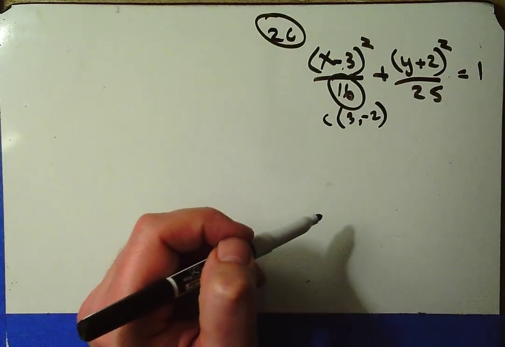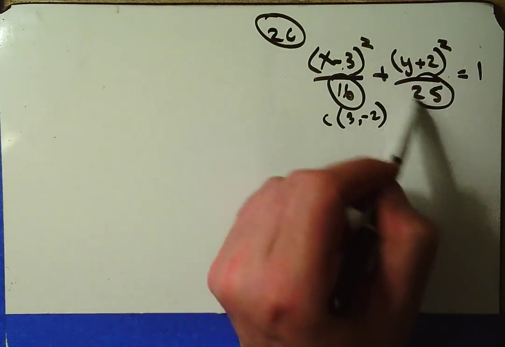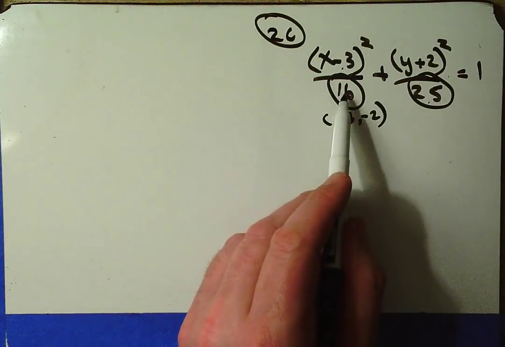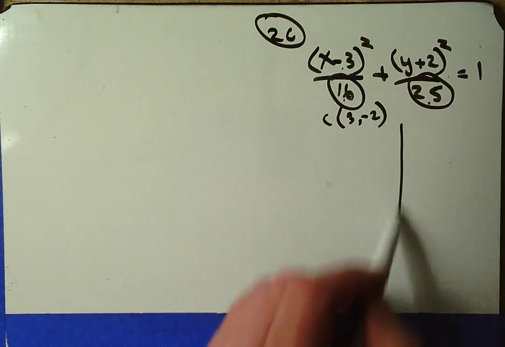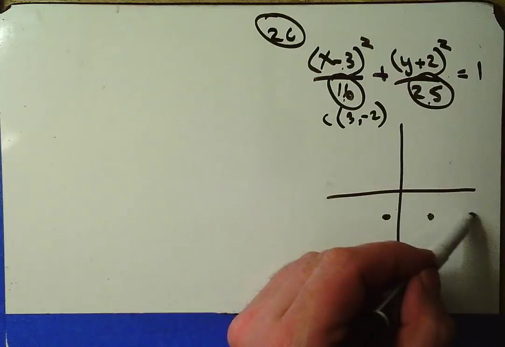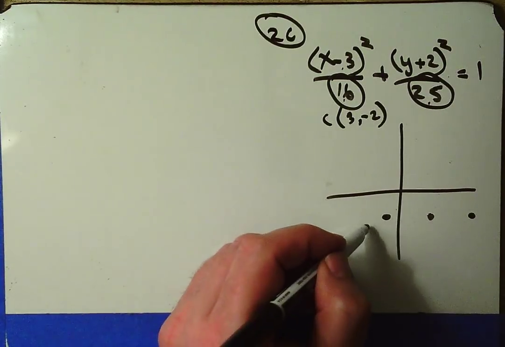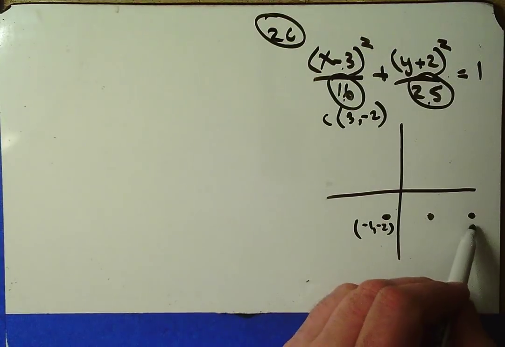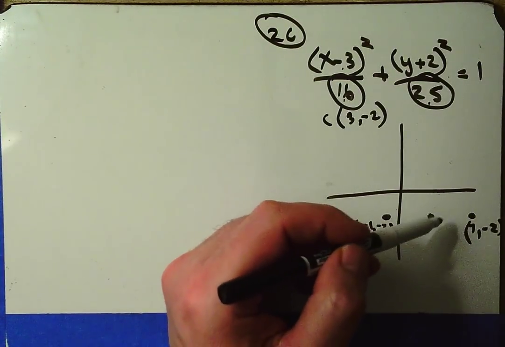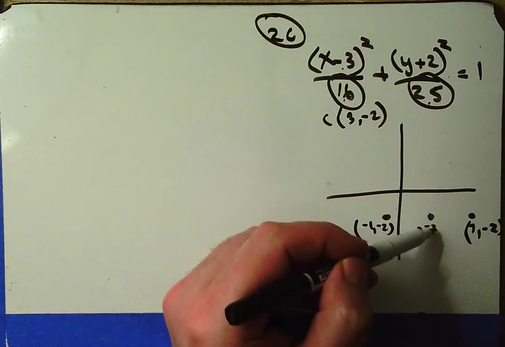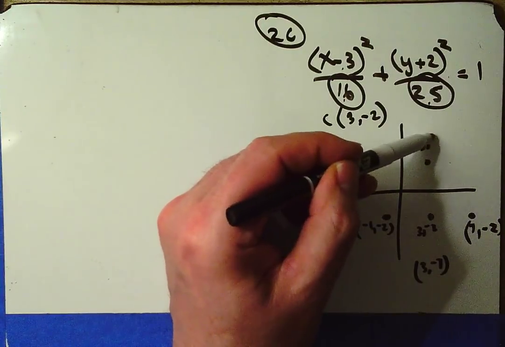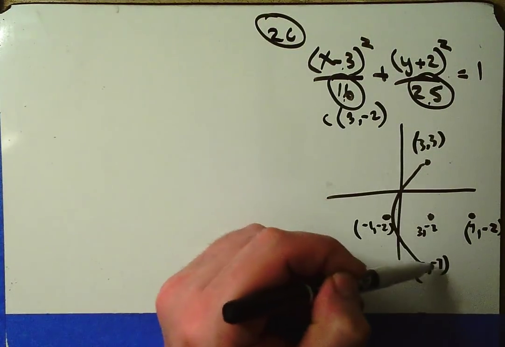This tells me how far from that I go left and right, and this tells me how far from that I go up and down. Oh, but wait, these are squared. So really I'm going to go left and right 4 and up and down 5. So if I were to plot (3, negative 2), I would go here and here, over 4, over 4. So this would be (negative 1, negative 2), and this would be (7, negative 2). And I would go up 5 and down 5. So I am at negative 2, and I want to go down 5. I'll be at (3, negative 7), and up 5, (3, 3). So there's my ellipse.